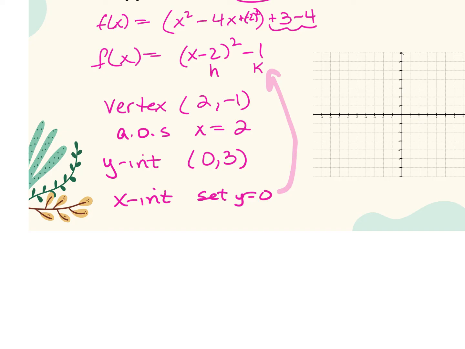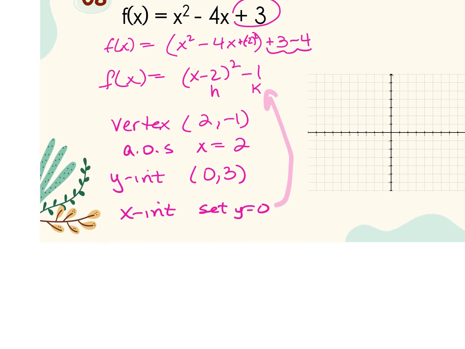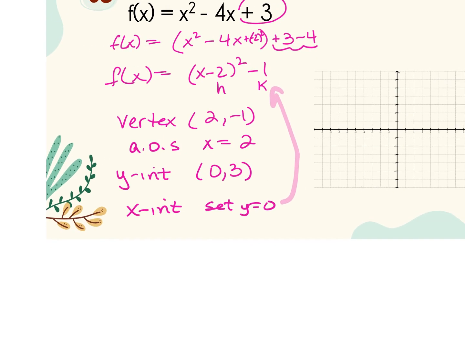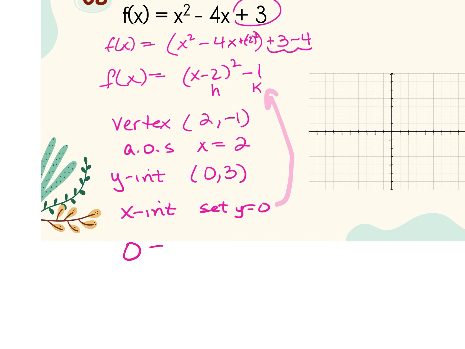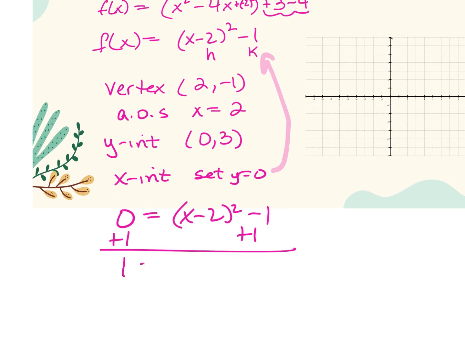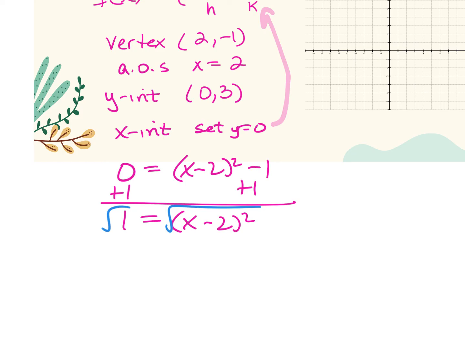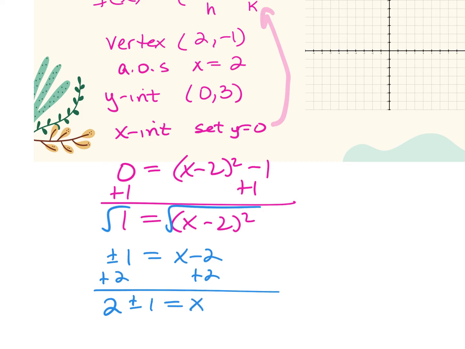Okay, so the next thing we need to do is find the x-intercepts of our equation, and I'm going to use my newly found standard form, and I'm going to set y equal to 0. So I'm going to do 0 equals (x - 2)^2 - 1. I'm going to isolate the squared term by adding 1. And now I need to apply the square root method. I'll square root both sides, and I end up with plus and minus 1 is equal to x - 2. Add 2. And I get 2 plus and minus 1 equals x.